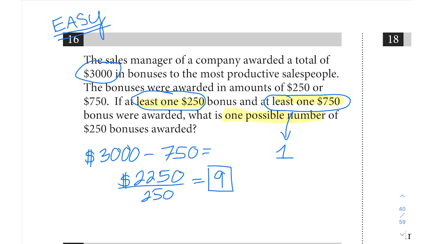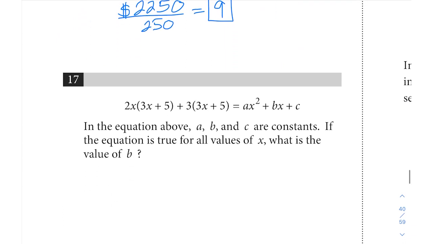in order. So if you try 1 first for the number of $750 bonuses, if that doesn't work, try 2. If that doesn't work, try 3. And if that doesn't work, try 4. At most, you would have to just test it out 4 times, which, although it might seem repetitious, it's a lot easier than trying to come up with algebraic expressions, and in this case, many of which would be inequalities.